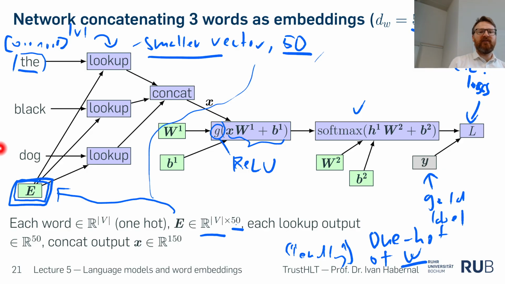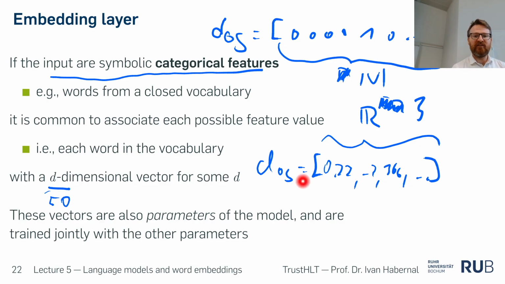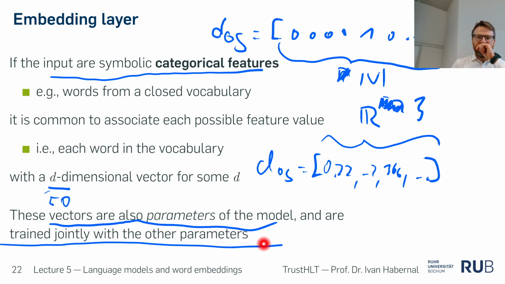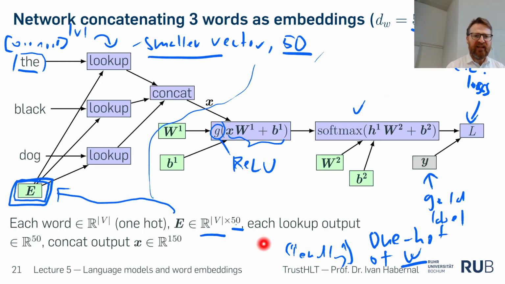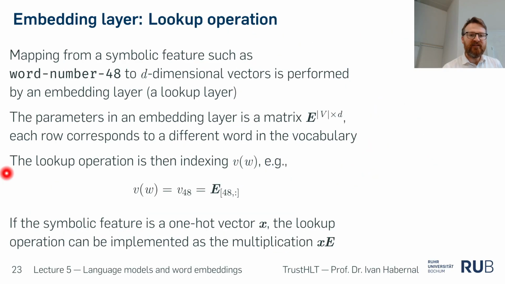So do you get the intuition now? Why are we doing this embedding? Turning the representation into something which is much easier to work with. And these vectors are the parameters of the model, so they will be trained with other parameters. Now, I use this thing called lookup. What does lookup mean? I need to turn this one-hot representation into a vector corresponding to a row of this embedding matrix. It's actually very easy.